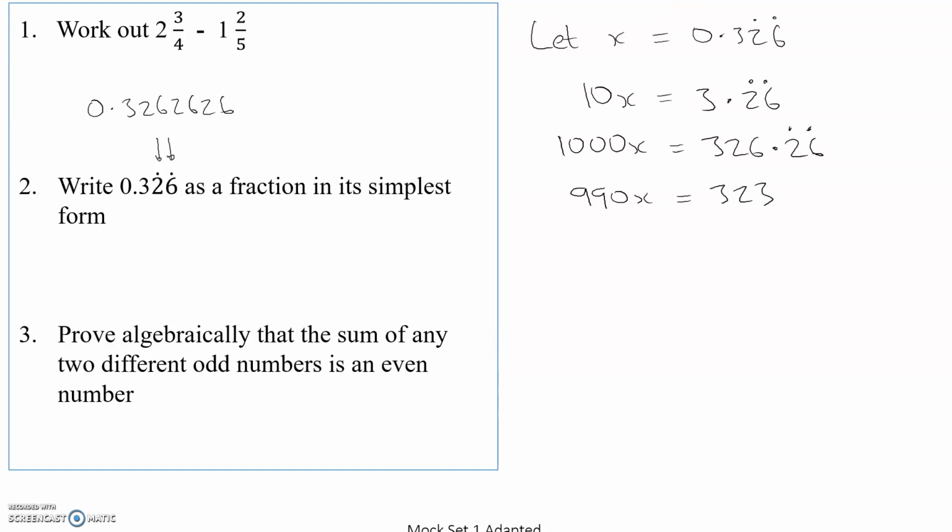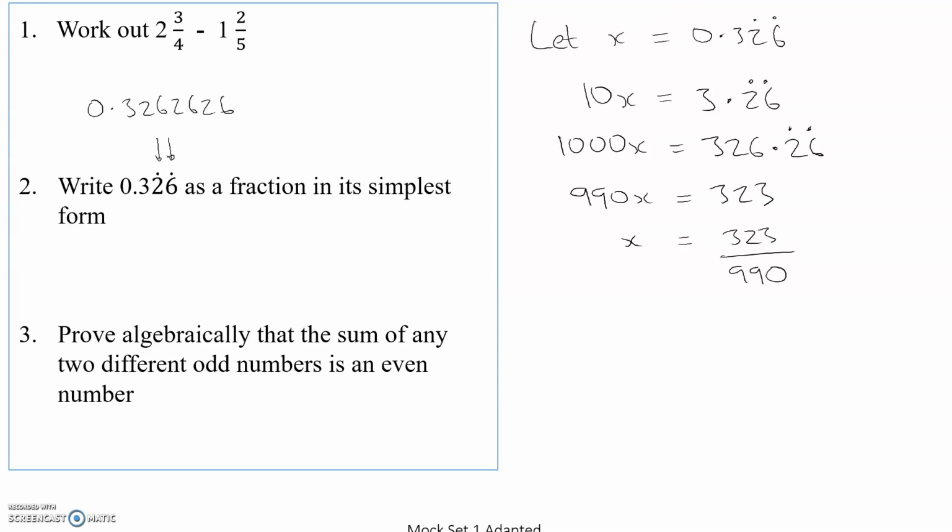So the trick is to get rid of those recurring digits and choose the right values of x, or the right multiples of x rather. That is the tricky bit you need to spot. So what do we do now? Well, if we divide both sides by 990, we'll get this unusual fraction of 323 990ths. Okay, so is it in its simplest form?